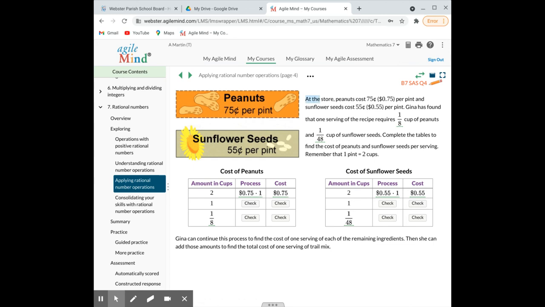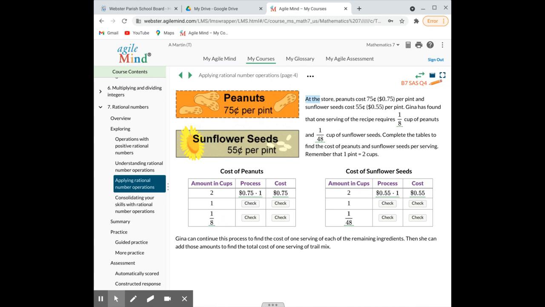At the store, the peanuts cost 75. Is that 75 cents? Yes, sir. 75 cents per pint. You can just say, at the store, peanuts cost 75 cents per pint, and sunflower seeds cost 55 cents per pint.